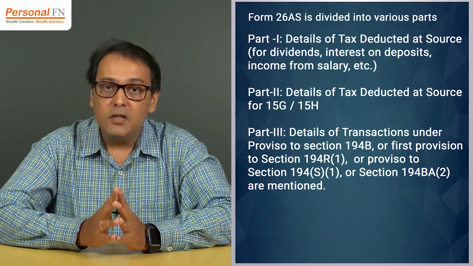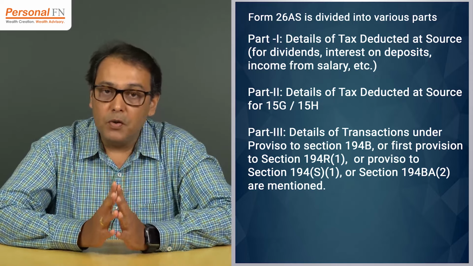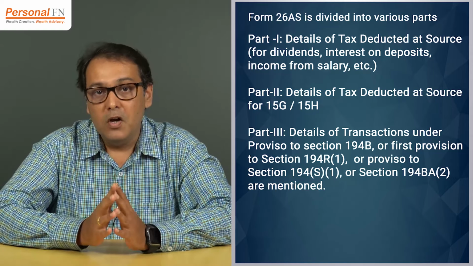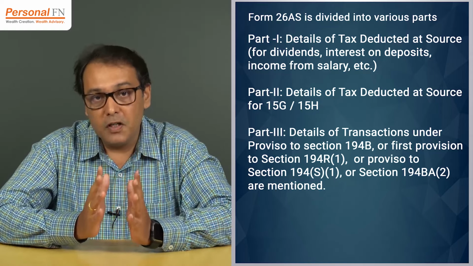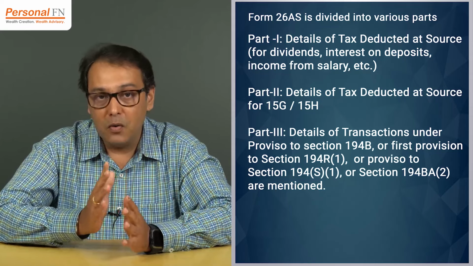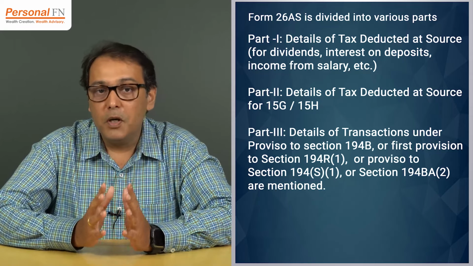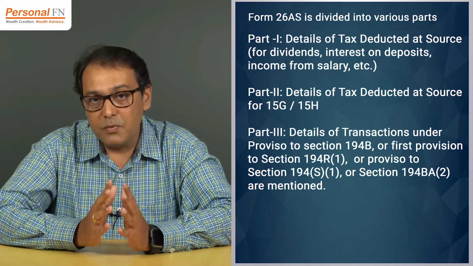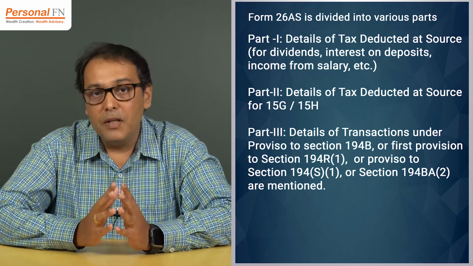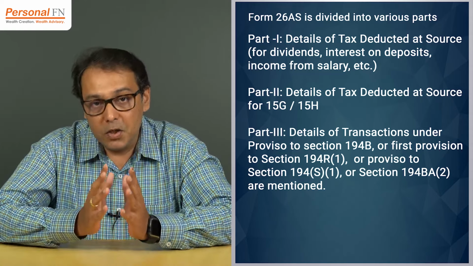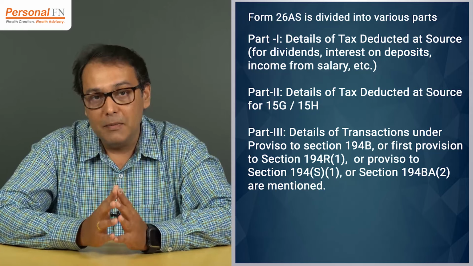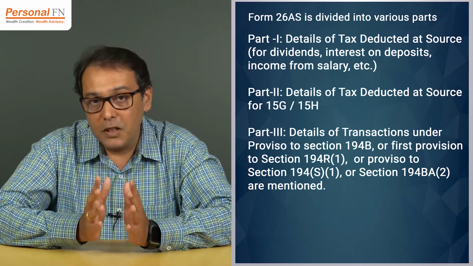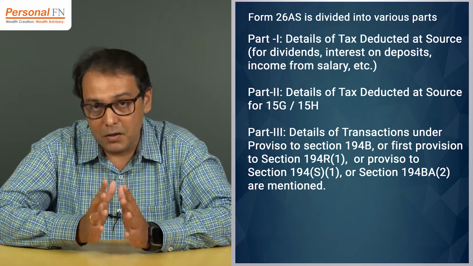Part 3 details of transactions under the proviso to Section 194B, that is winning from lottery or crossword puzzle, or first proviso to Section 194R(1), that is benefits or perquisites of business or profession where such benefits is provided in kind or where the part in cash is not sufficient to meet the tax liability and tax required to be deducted is paid before such benefit is released is mentioned here.